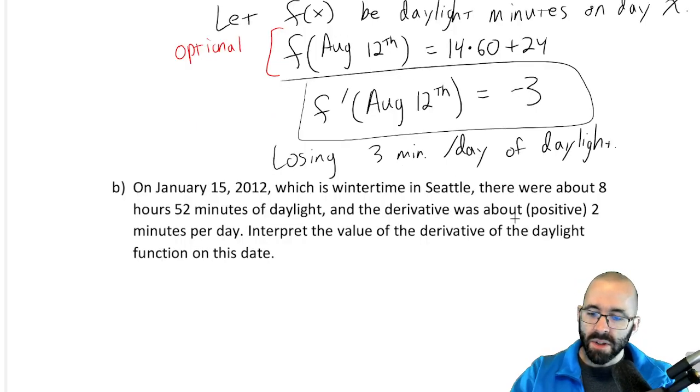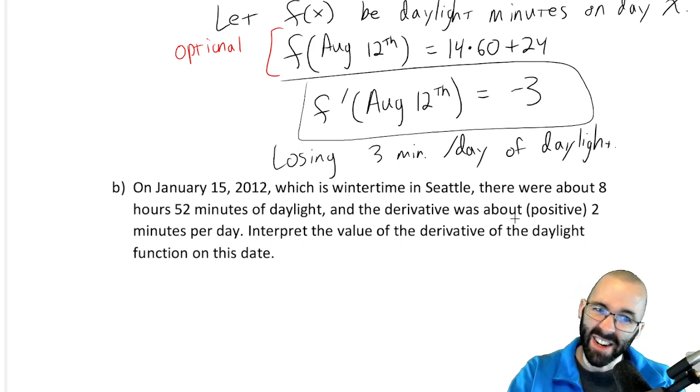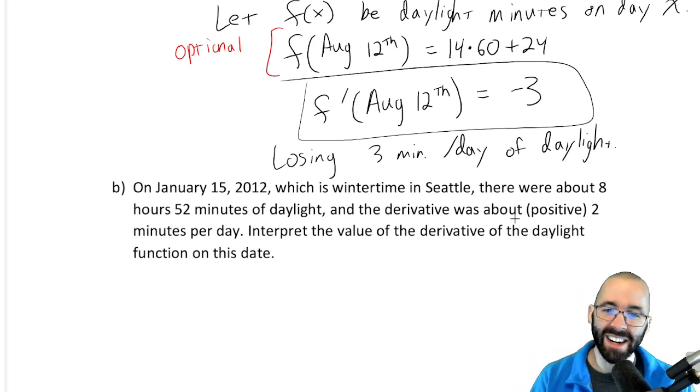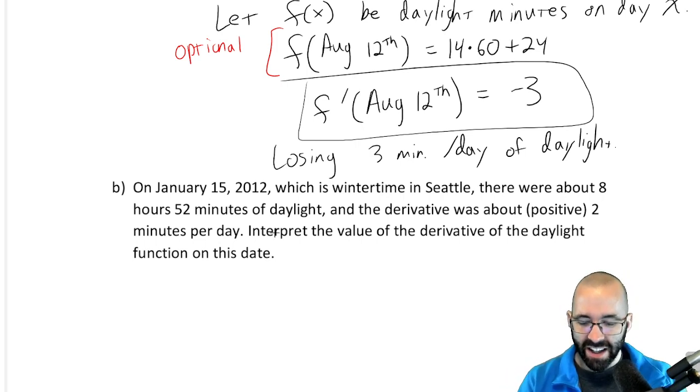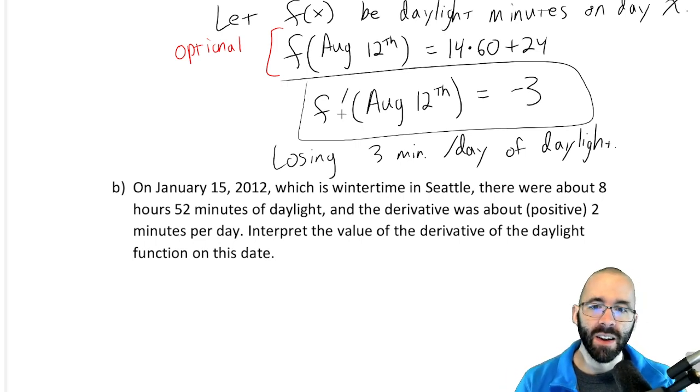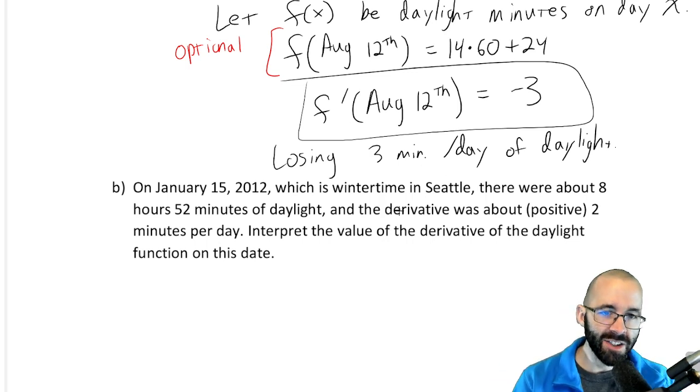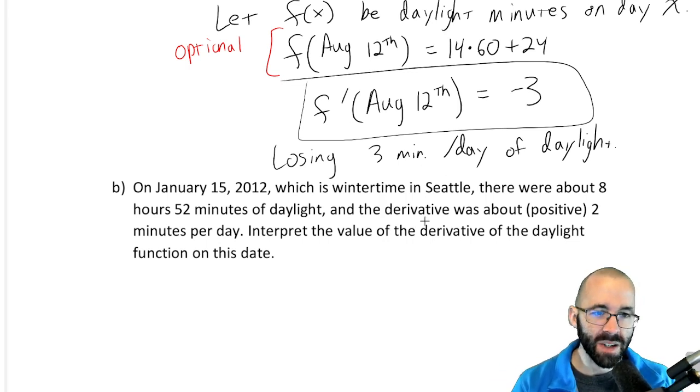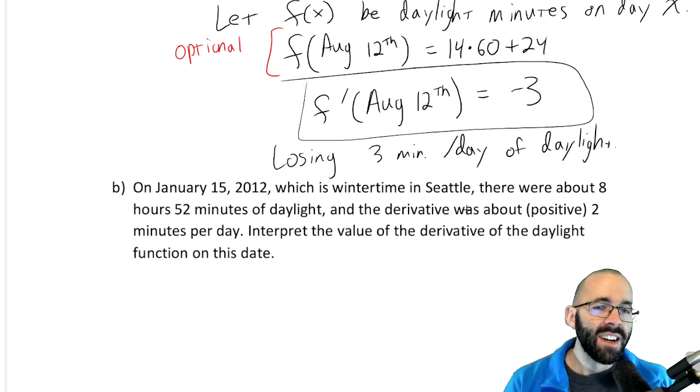NB does something very similar. I'm recording this video on January 16th. I made the notes on the 15th. It almost worked out. It is wintertime in Seattle. There were about 8 hours and 52 minutes of daylight. But good news for everyone who has experienced a winter in the Pacific Northwest. The derivative is positive now. We are gaining 2 minutes every day.